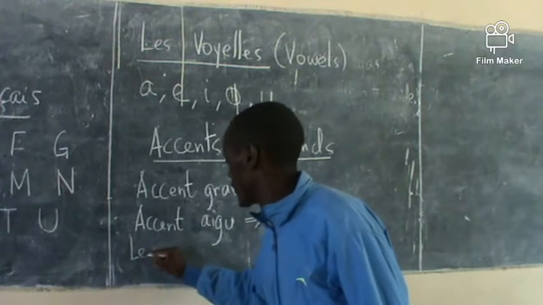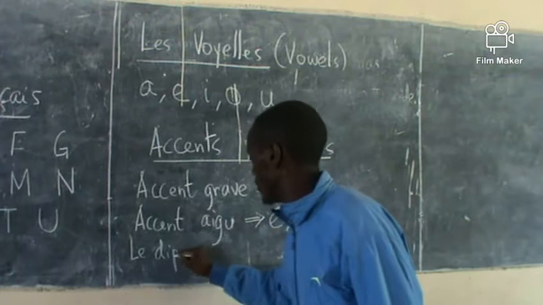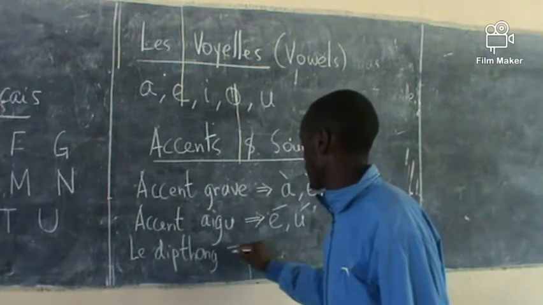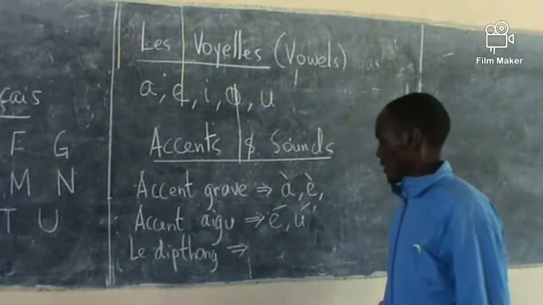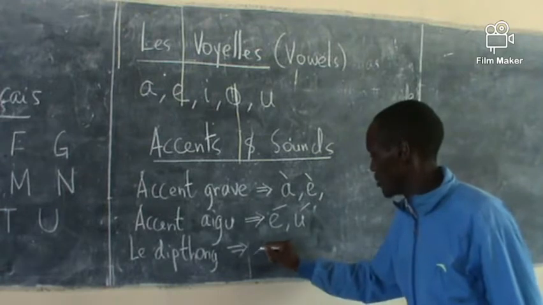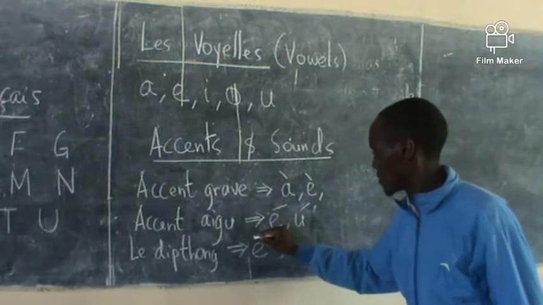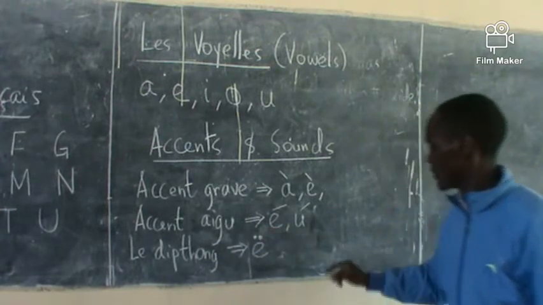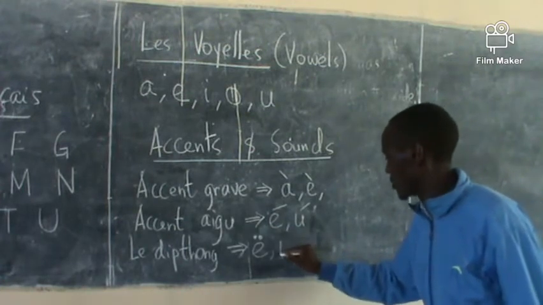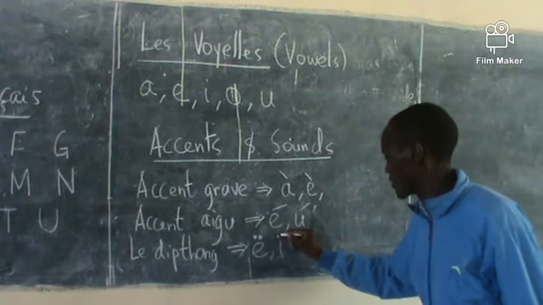Then we have le diphthong. One of them is E, which has two dots on top. The other one is I. Actually, there are only those two that have that accent.